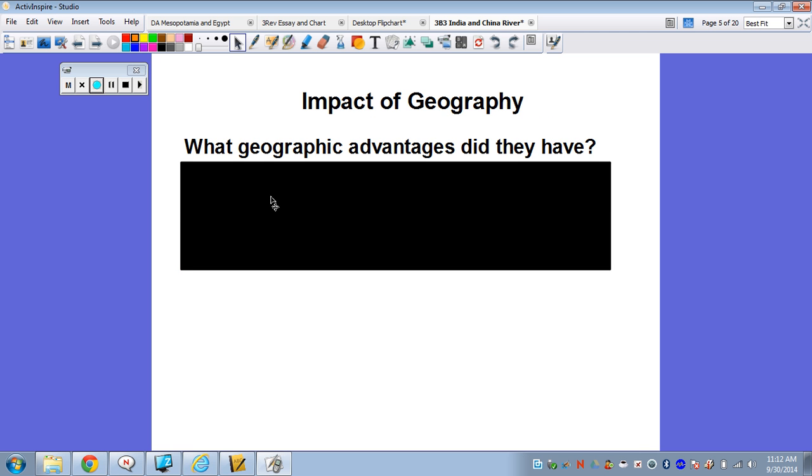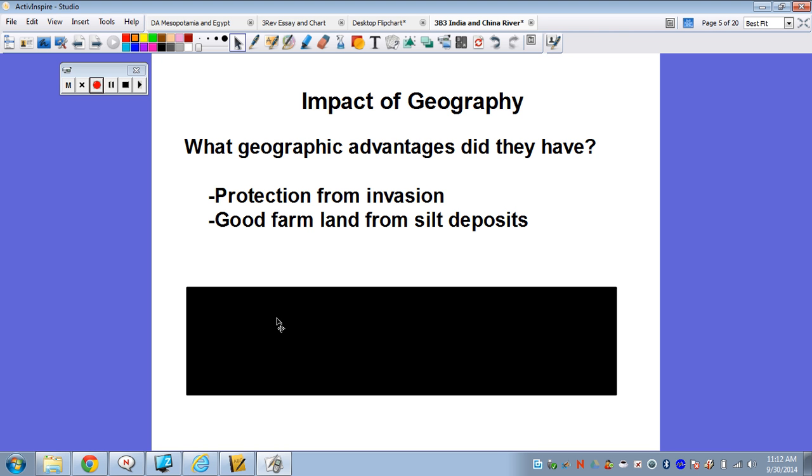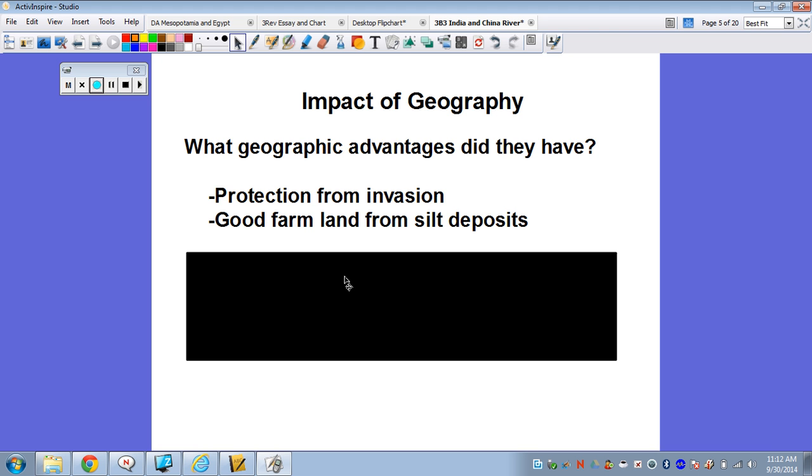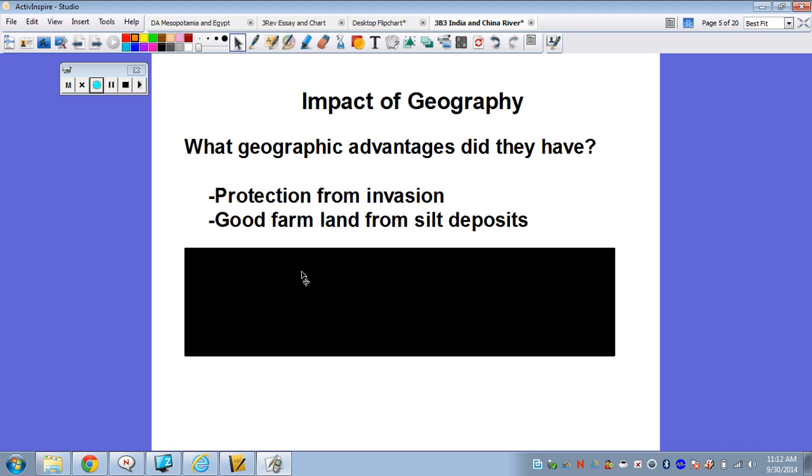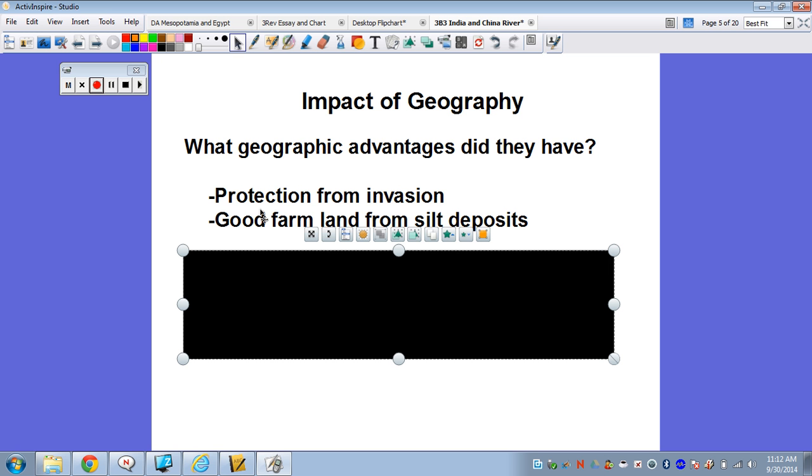As far as advantages, those mountain ranges are going to provide good protection from invasion. So you don't see a whole lot of invaders, especially not from the east. Crossing over the Himalayas is very difficult. You will see some invaders from the west over time, but we won't worry about them right now. And then, of course, the good farmland from the silt deposits. Those floods are going to leave behind silt deposits, and that's going to be where we have good farming. And we know that because the rivers there provide silt and there's good farmland, that's a good spot for civilization to appear.